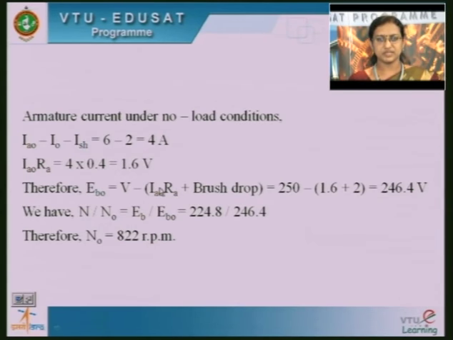Substitute this drop in this, brush drop is given, that is 2 volts. So, EB naught is equal to V minus IA naught RA plus brush drop. So, this is equal to 250 minus 1.6 plus 2. So, this is equal to 246.4 volts. So, we have the equation N divided by N naught is equal to EB divided by EB naught, means N2 divided by N1 is equal to E2 divided by E1.